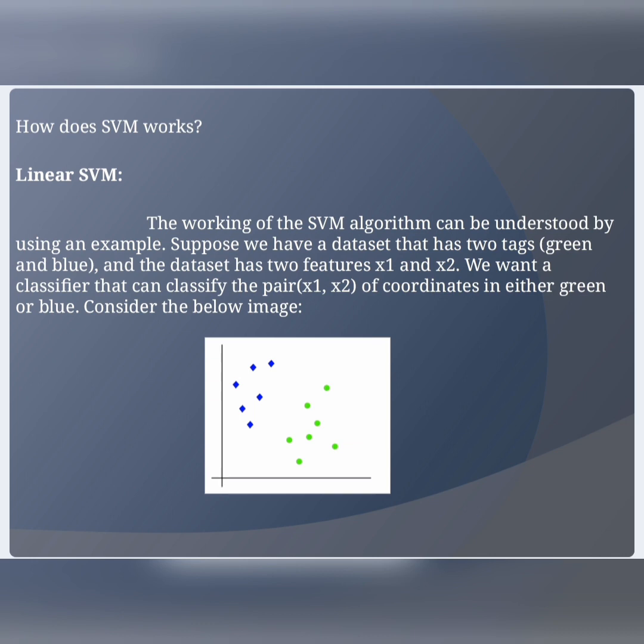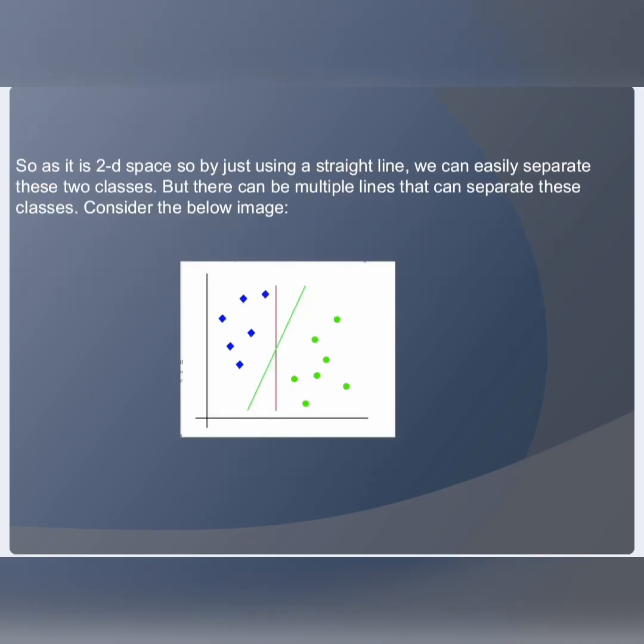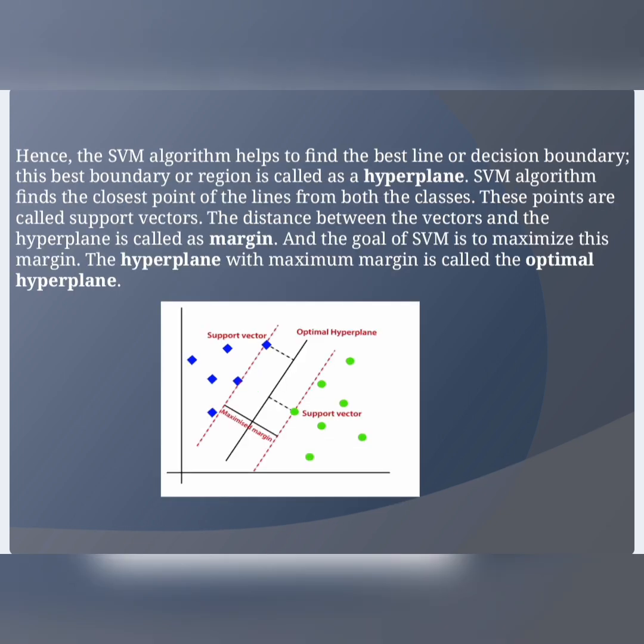Now let us see how SVM works in linear support vector machine. The working of the SVM algorithm can be understood by an example, which is given below. Suppose we have a dataset that has two classes. As the dataset is in 2D space, by just using a straight line, we can easily separate these two classes. But there can be multiple lines that can separate these classes. The SVM algorithm helps to find the best line or decision boundary.